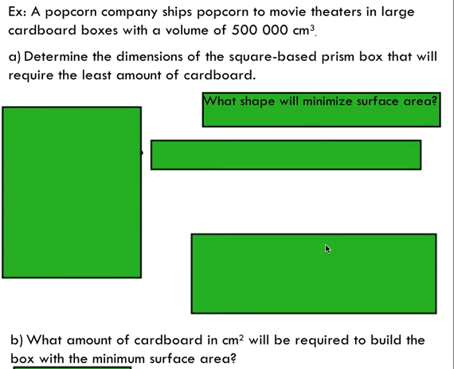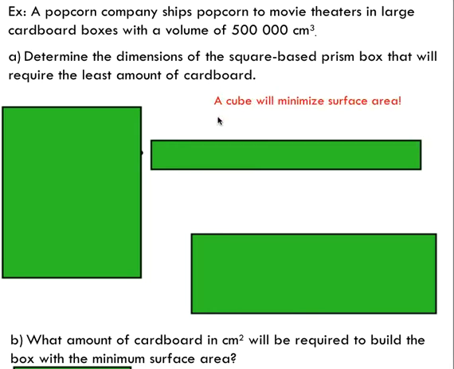So an example here, a popcorn company ships popcorn to movie theaters in large cardboard boxes that have a fixed volume of 500,000 centimeters cubed. It says determine the dimensions of the square-based prism box that will require the least amount of cardboard. So the first question we have to ask ourselves is, what shape will minimize surface area? And based on the discussion we just had, we know that a cube will minimize surface area.